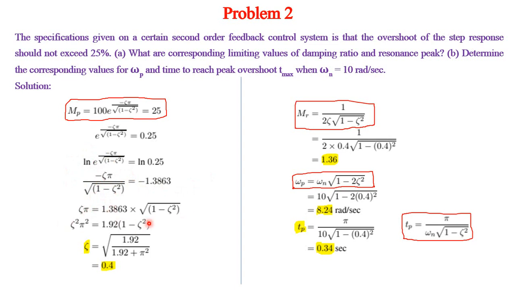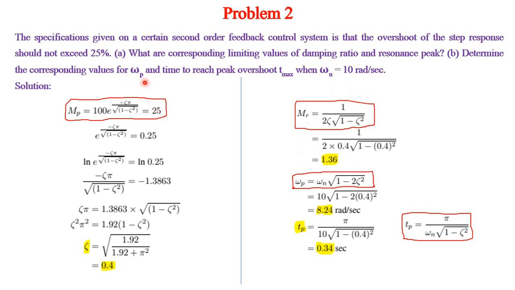So squaring on both sides, the square root will go. So zeta square, if this is brought to this side, zeta square into pi square plus 1.92 equal to 1.92. So if we simplify, you will get zeta equal to this expression, and zeta is 0.4. So again we have to substitute in the respective expressions like the previous problem. So damping ratio we have determined first. Then resonant peak. So use this relation, find out resonant peak.